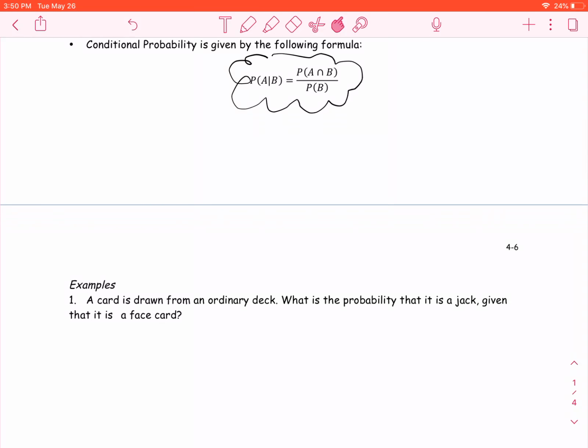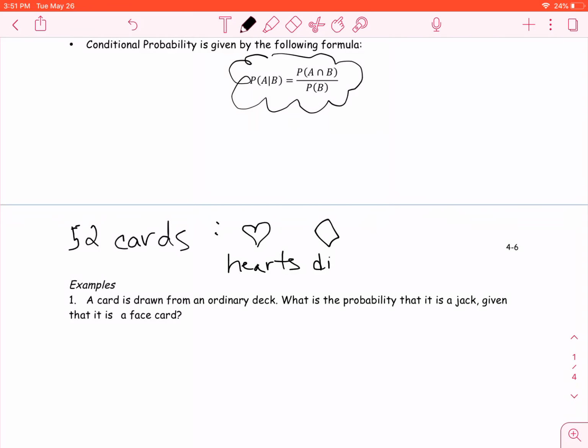Alright, so here we go. We're going to start talking about some card examples. I realize maybe some of you aren't really familiar with a playing deck of cards, so let's go over some basic card knowledge. A basic deck of cards has 52 cards, not including the joker, and there are 4 suits: hearts, diamonds, clubs, and spades.